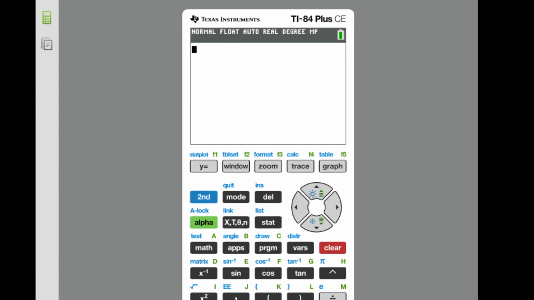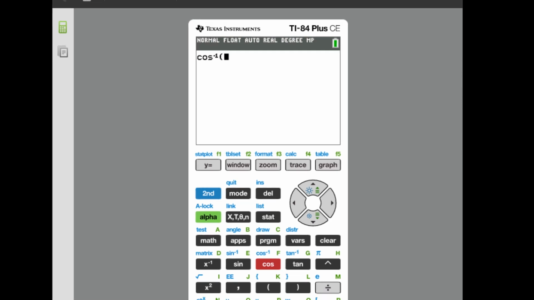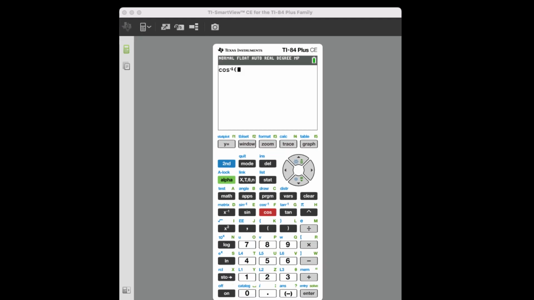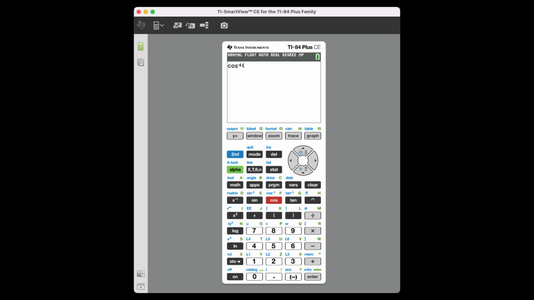Okay. So I hit second inverse cosine. Now at the bottom, don't use the subtraction key. If you do, you'll get an error. This is negative 0.9, and close that, okay?